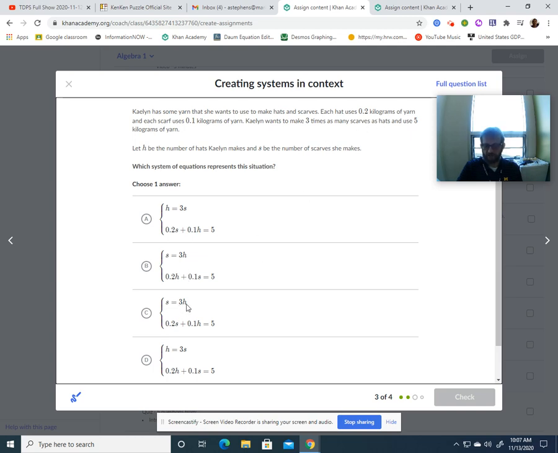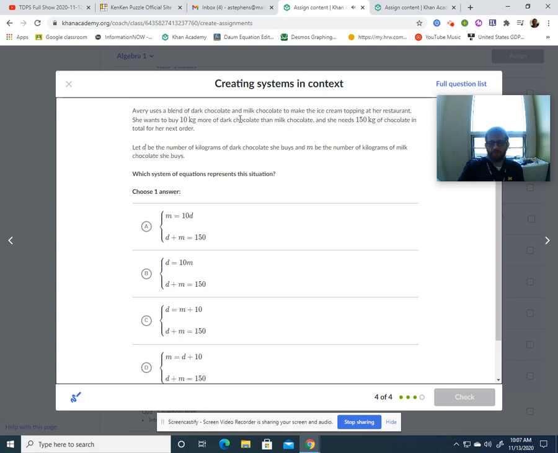So scarves equals 3 times the number of hats. So we're one of these two. Now, it's 0.2 kilograms of yarn for each scarf. Wait, see, I read that again. Read that wrong. Hat uses 0.2 kilograms. So 0.2 for each hat. And 0.1 for each scarf. And she needs a total of 5. So scarves equals 3 times hats, and then 0.2 times each hat plus 0.1 times each scarf equals 5 total kilograms of yarn.